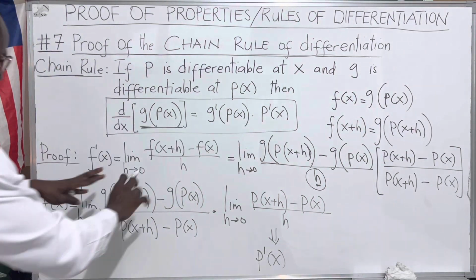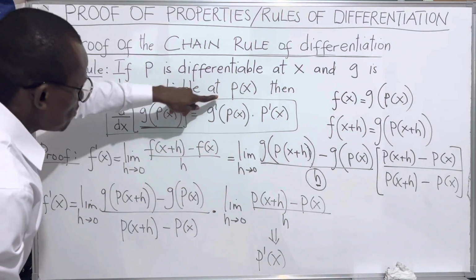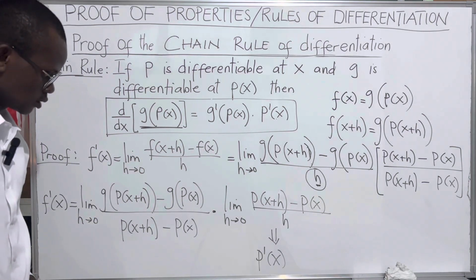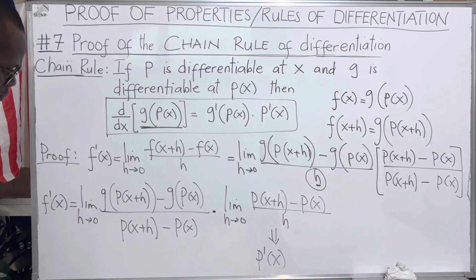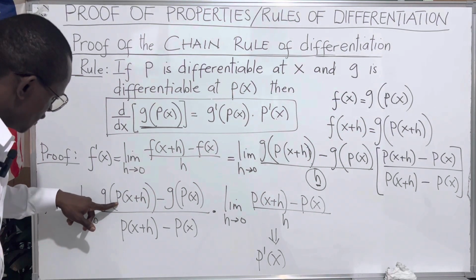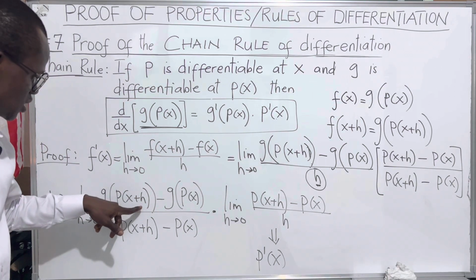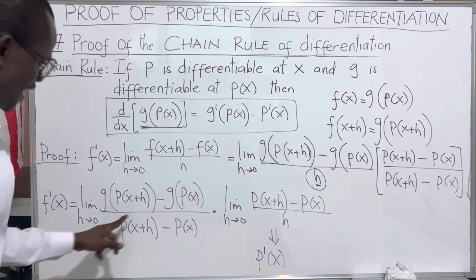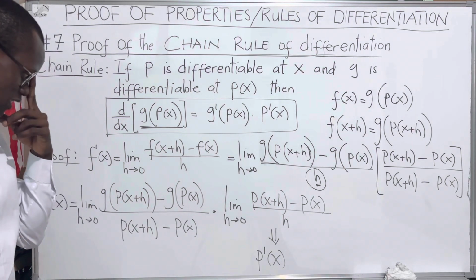But what we need on this side, we need g prime of p of x. That's what we need on this side. Now, but look here. Within here, you have g of p of x plus h minus g of p of x. And then down here you have p of x plus h minus p of x.